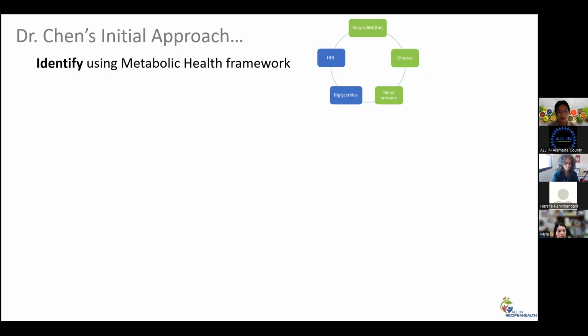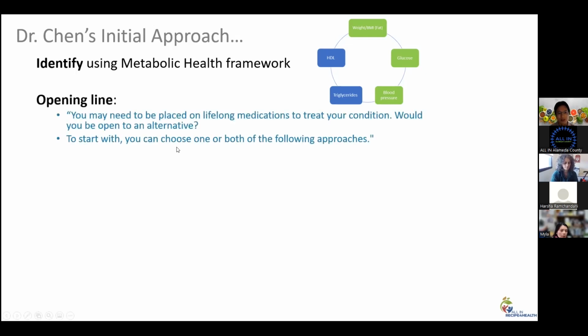And this is where there's a lot of interesting research and thinking going on in terms of lipids, but it's not your standard start-everyone-on-a-statin approach. So then my opening, especially if I have labs, I say, interesting. I'm noticing, and this is the Unwin opening, right? I shared this with Dr. Unwin, the guy in England. You know what? You may need to be placed on lifelong meds to treat this condition. Would you be open to an alternative?